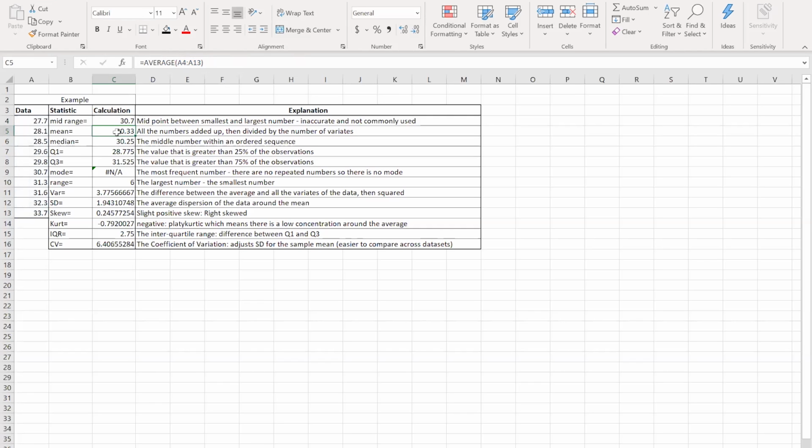We have the mean, which we should all be pretty familiar with now, so we use the average function. We have the median. Using the median function finds the middle number within the sequence.